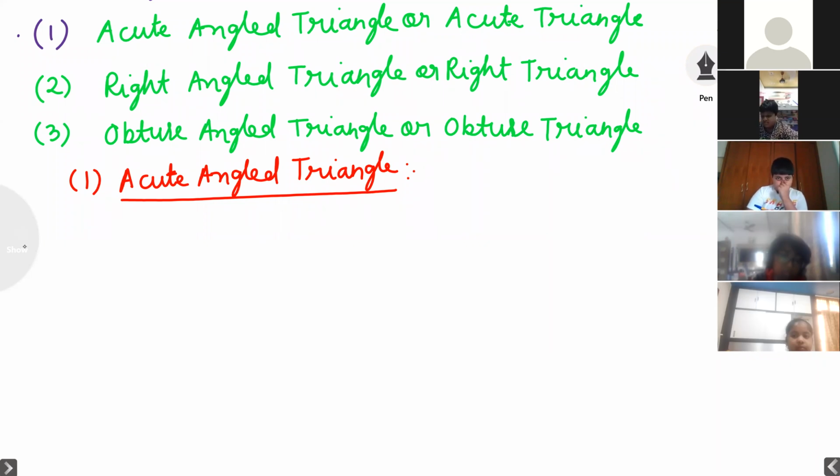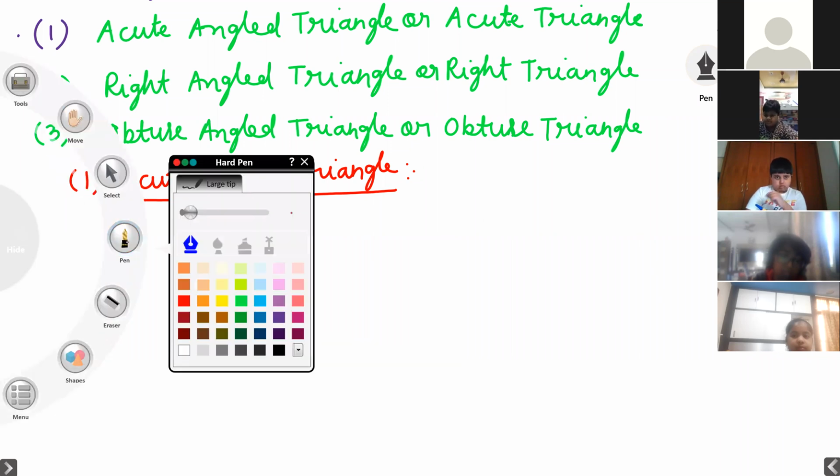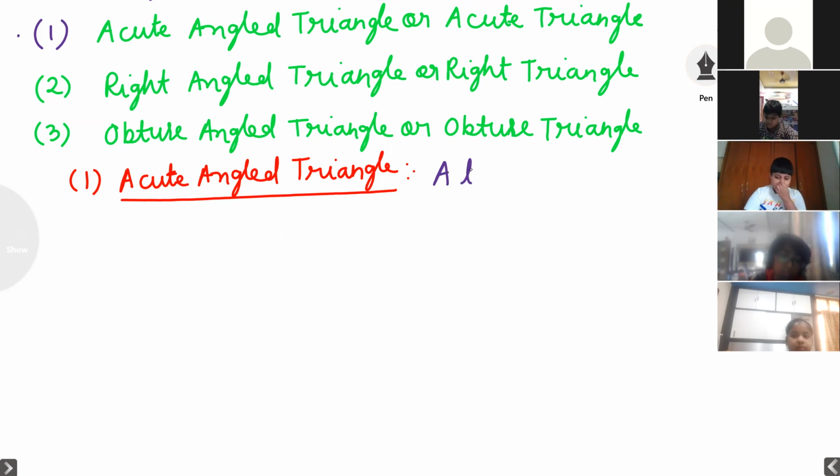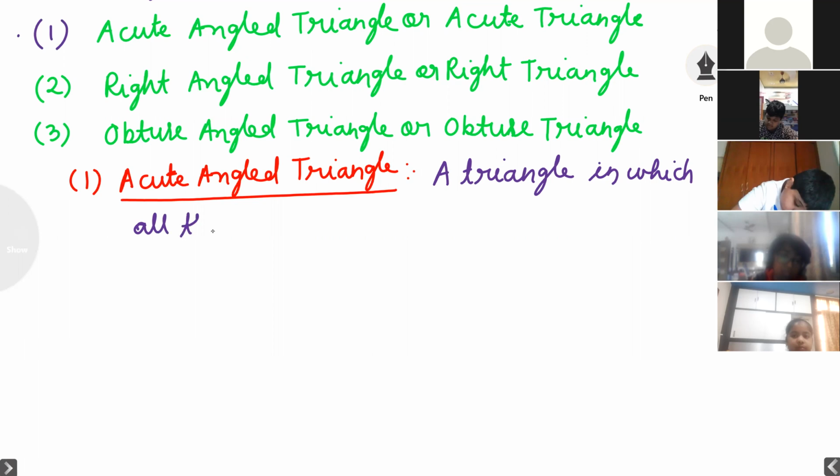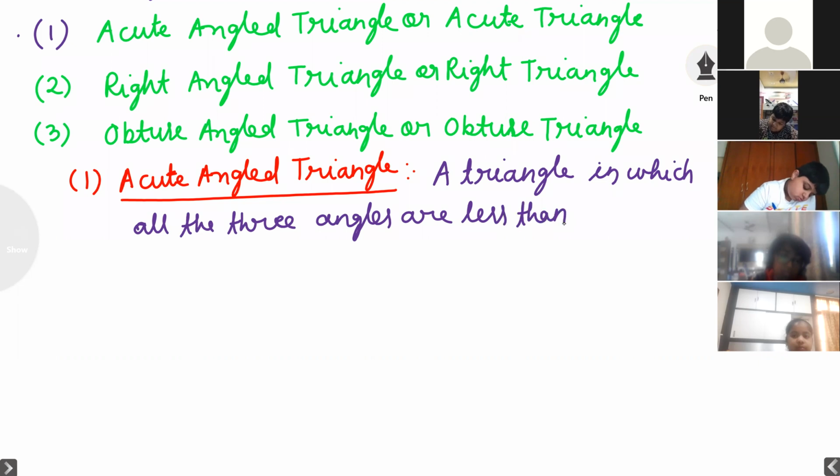Note down: A triangle in which all the three angles are less than 90 degree is called acute angle triangle.